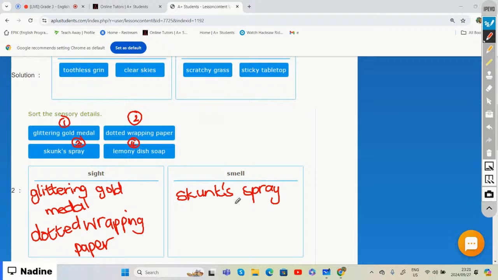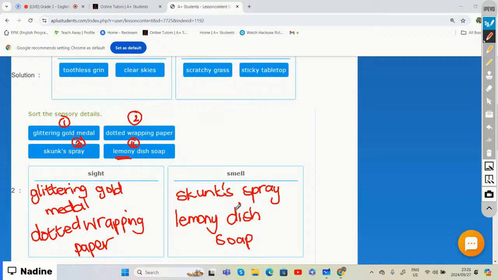Yes, so with lemony dish soap, that is why they specifically said lemony. It's like the scent that you're going to be getting, so we can put lemony dish soap under smell. Yes, you can see the dish soap, but they're specifically saying lemony dish soap. And that is something that you can smell. What is the smell? It is more lemony, like a lemon type of smell.